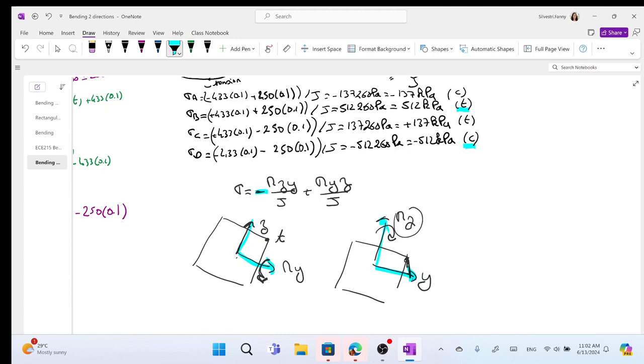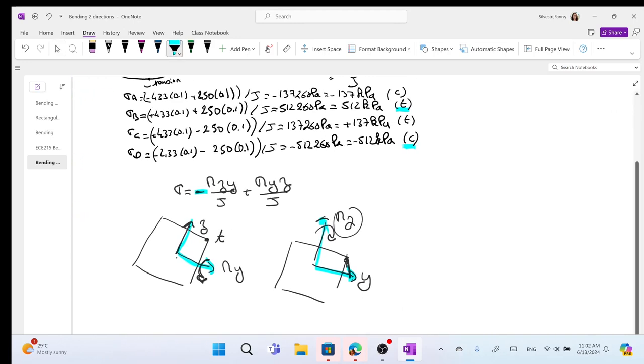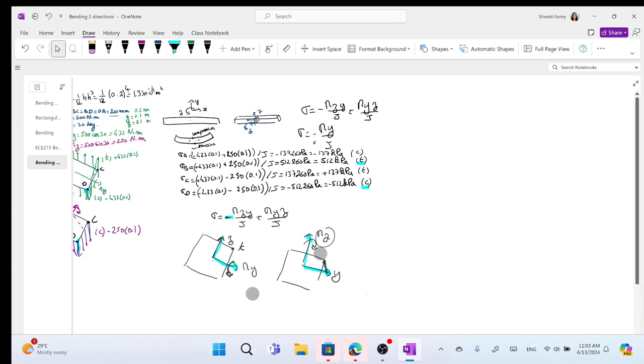What you have to remember, I don't insist too much about the sign, is to look at what's happening. If the fibers are in compression, that should be negative. If the fibers are in tension, that should be positive. That's the easiest way to remember.